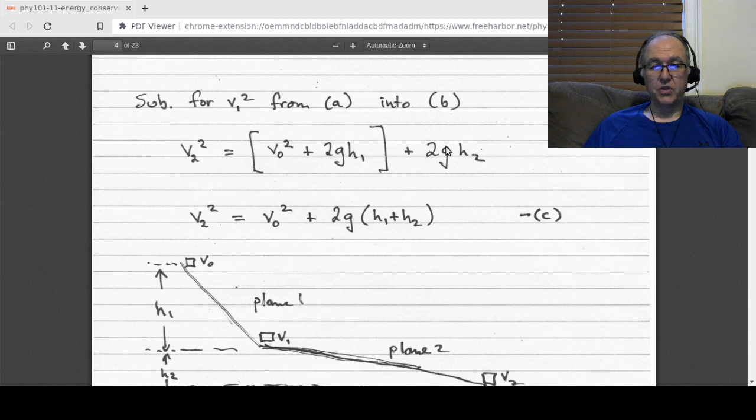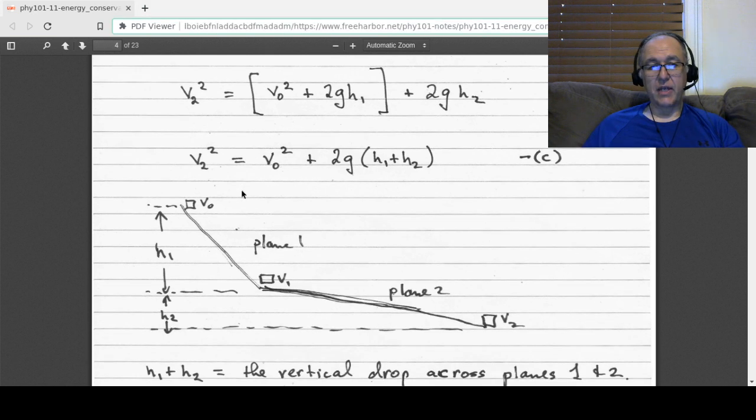You'll see the H1 there and the H2 there. They have the same factor 2G in front, so you could just factor that out. Okay, so we'll call that equation C. All right, now take a look here.